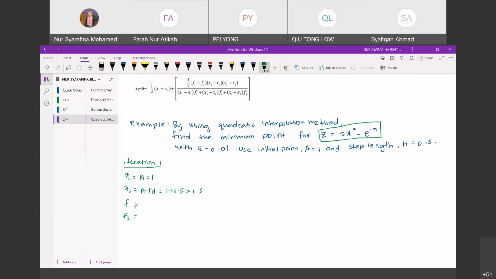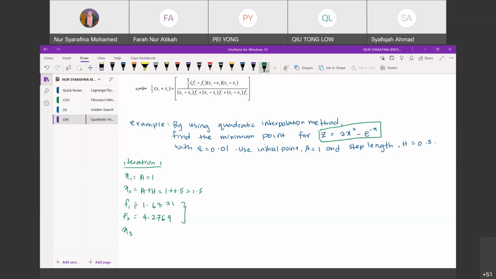Okay, so f1 is 1.6321 and f2 is 4.2769. Okay, then we need to find x3 by considering this. So let's take a look at this f1 and f2.